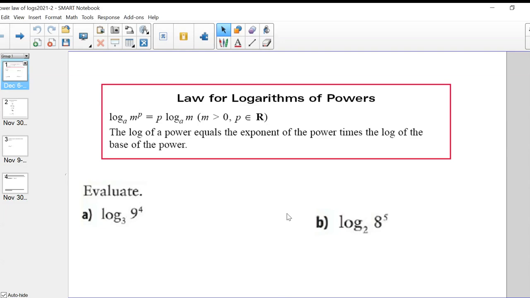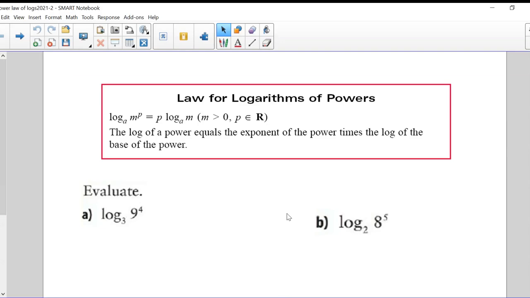The law for logarithms of powers says the following. If you have the log base a of m to the power of p, and this is really one of the most powerful things that you will learn about logs and why logs are so useful, then I can actually express that. If you look at where my mouse is pointing right now, I take the log of a power, m to the power of p. This thing here is called a power, right? A power has a base and an exponent. So m to the power of p is a power.